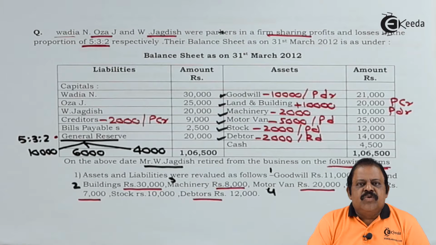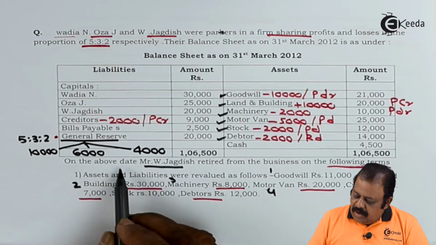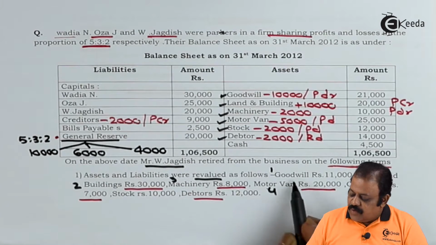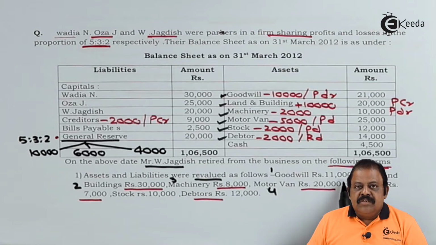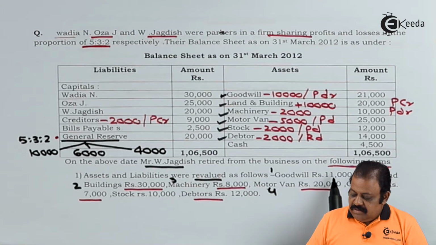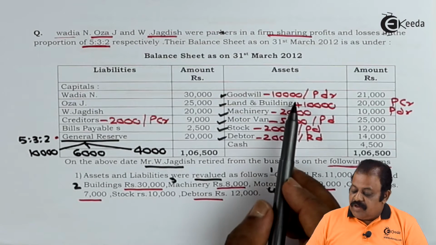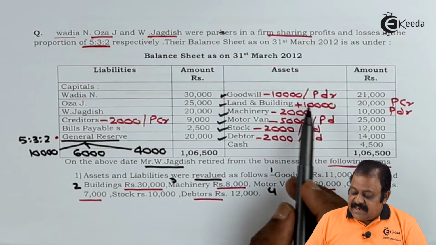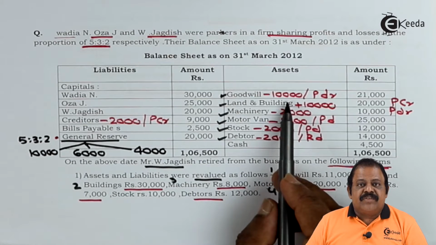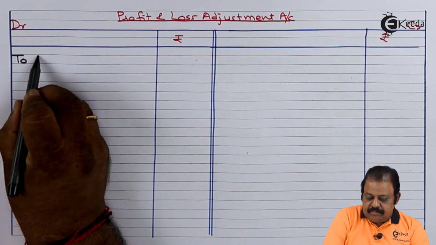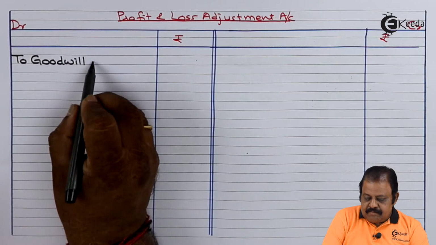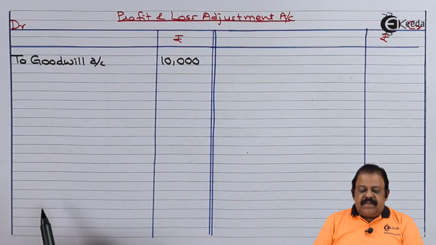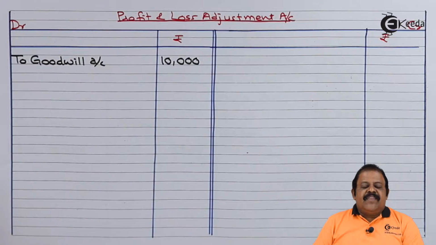Continue. Let us go through the adjustments. On the above date, Jagdish retired on following terms. Assets and liabilities revalued as follows. Goodwill 11,000. Book value is 21,000. It will be reduced by 10,000, which will be debited to profit and loss adjustment account. And on asset side, we'll have to reduce goodwill by 10,000. Profit and loss adjustment account debit to goodwill 10,000.